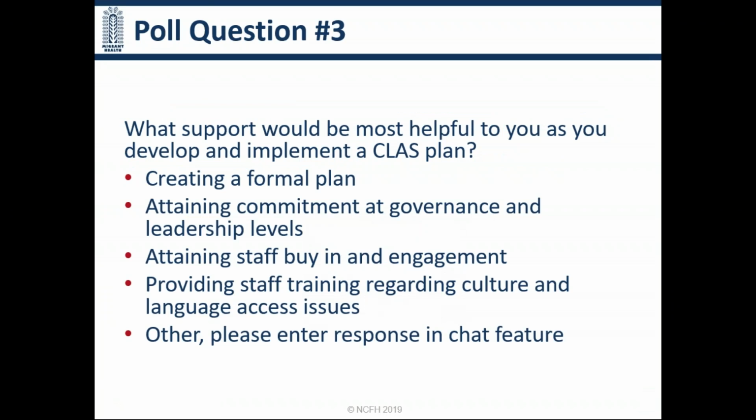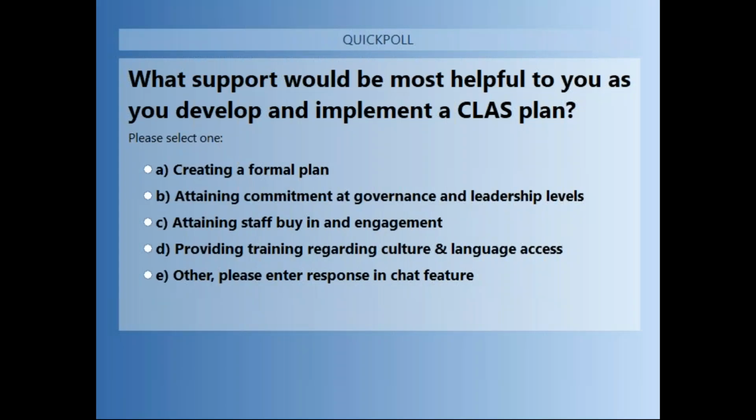So poll question number 3, I think the last one. What support would be most helpful to you as you develop and implement a class plan? You know, creating a formal plan, attaining commitment at governance and leadership levels, attaining staff buy-in and engagement, providing staff training regarding culture and language access issues, or maybe something else. If it's something else, please answer that in the chat feature.